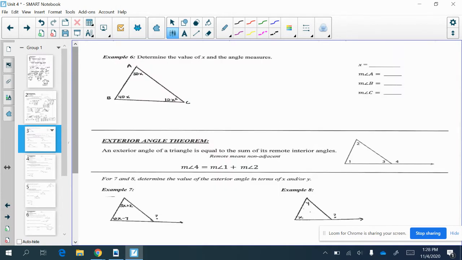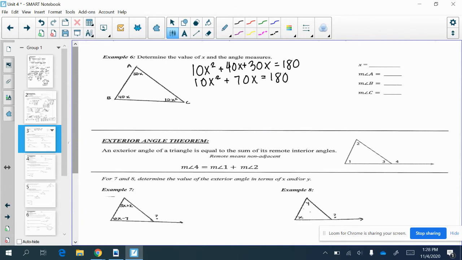All right, on the back, determine the value of x and the angle measures. So dealing with the angle measures on the inside of the triangle, a triangle adds to be 180 degrees. So then 10x squared plus 40x plus 30x should equal 180. Then I'll have 10x squared plus 70x is equal to 180.